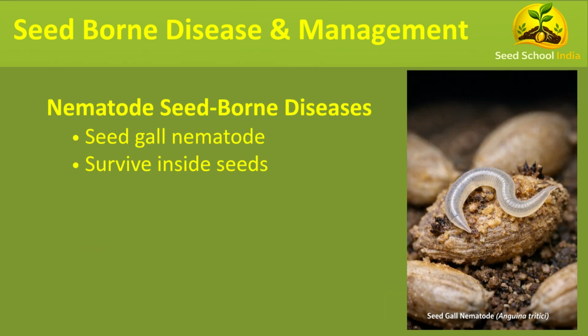Nematodes are microscopic organisms that can survive inside seeds. Seed gall nematodes, such as Anguina tritici, form galls instead of normal grains. These galls contain dormant larvae that can survive for long periods and infect the next crop.